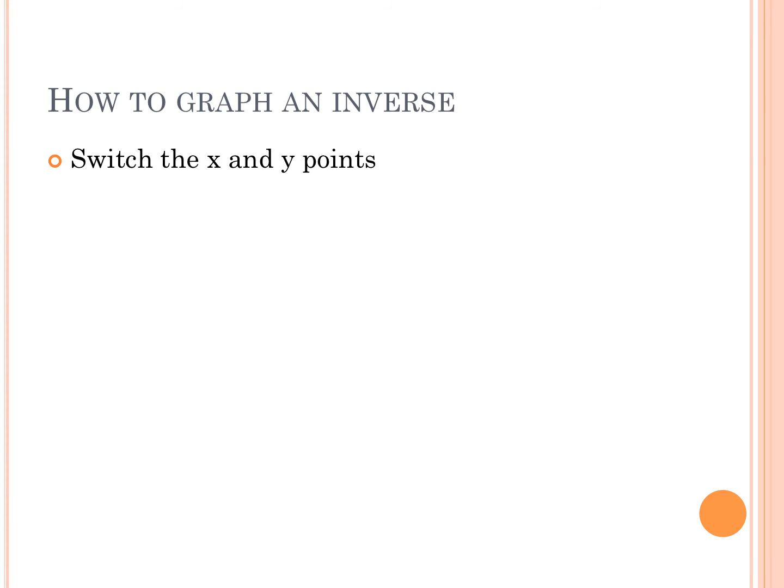Okay. How to graph an inverse. So now we're going to graph these. It's going to give you either a set of coordinate points or the equation, and we're going to graph its inverse. You literally just have to switch the x's and y's. So if it gives you x coordinates and y coordinates and says graph the inverse, the x's become the y's and the y's become the x's. Just like we just did with the variables in the equation, you just switch them, okay?